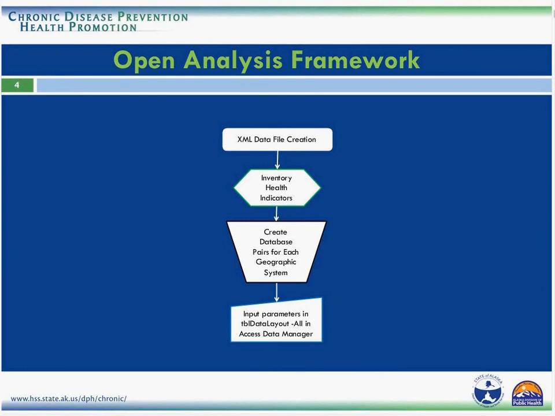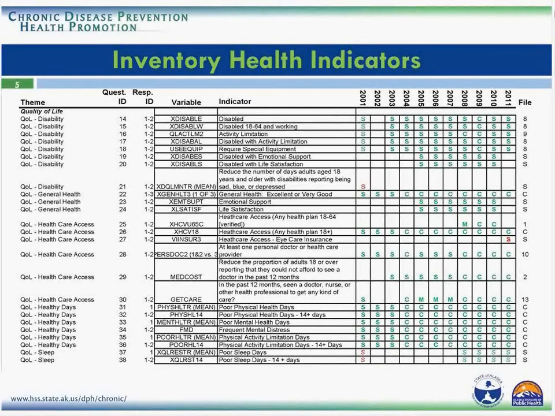So the process of creating XML data files starts with an inventory of health indicators. Then next we create database pairs for each geographic system. In my case, Alaska is using 4 geographic systems, and so for each one of them I create a database, one for the crude rates and one to hold the age-adjusted rates. And last, we input the parameters into the table data layout, all within the Access Data Manager, to govern analysis.